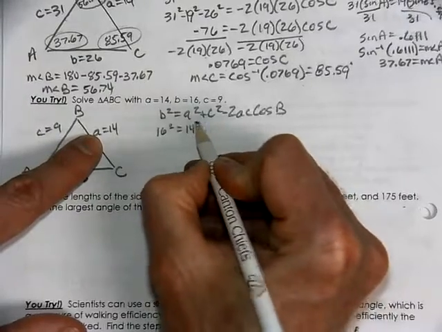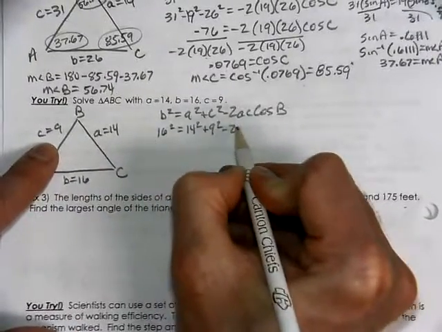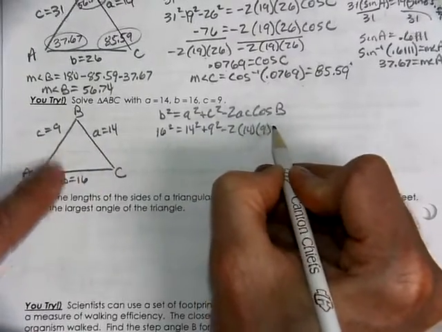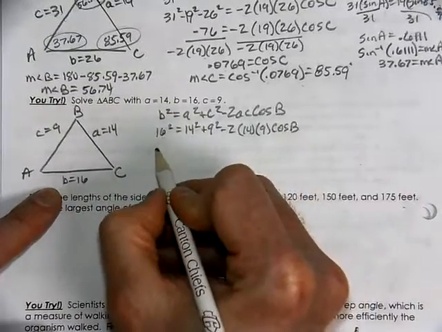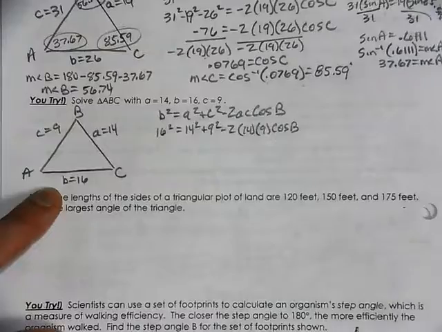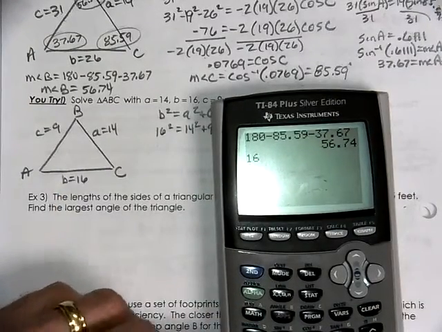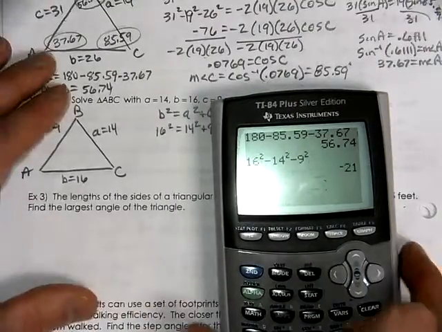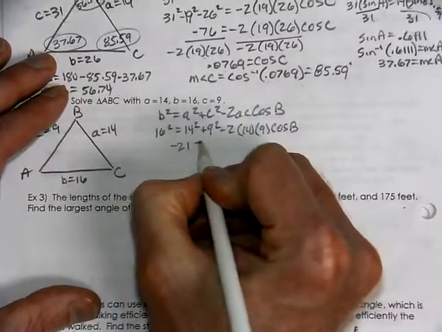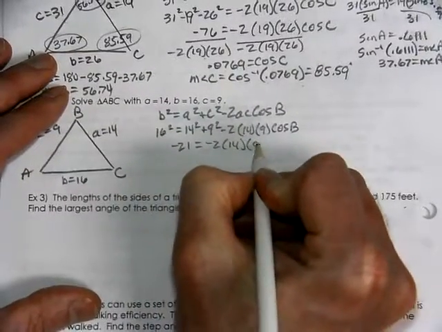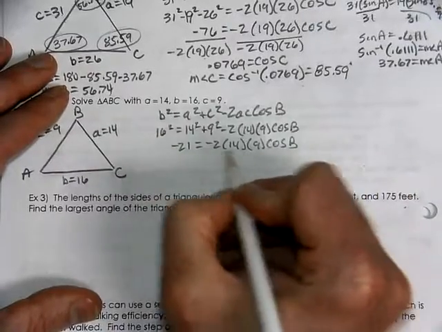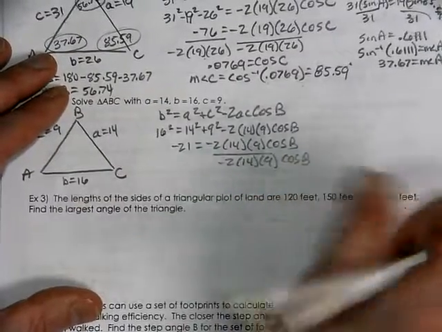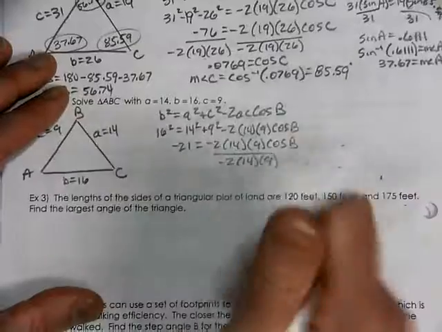So I'm plugging in my 14 squared and my 9 squared, 2 times 14 times c, cosine of my unknown. I take my 16 squared and minus 14 squared minus 9 squared. That gives me negative 21. I'm going to divide by that whole amount, not the cosine b part, of course.